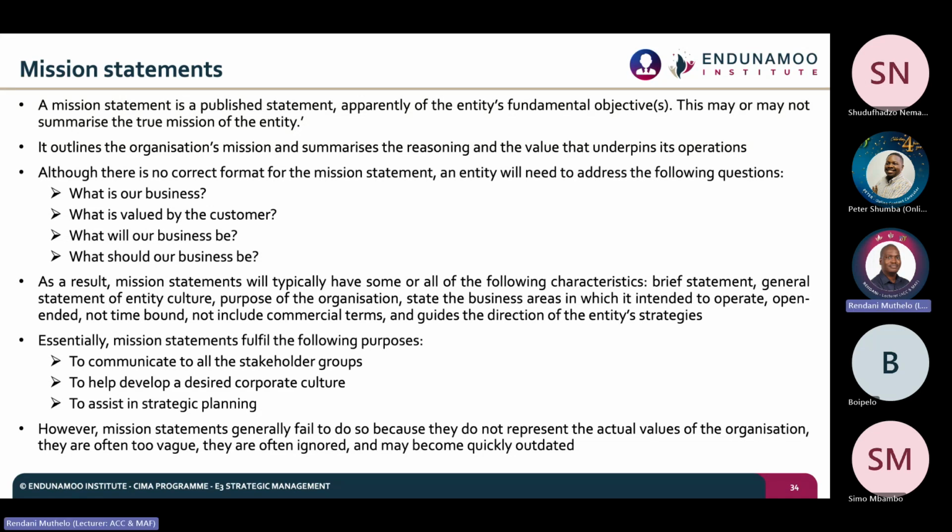As a result, mission statements will typically need to be brief. They will need to be a general statement, and it needs to be clear why this entity exists, and also give us a glimpse of where they are. As I was saying, when you look at Mnet's mission, we'll be surprised if we see them in retail, because it told us that it was to create relevant and aspirational video content. If it's in retail, we'll say, but how are you developing content? So it has to be clear about the business areas in which it intends to operate.